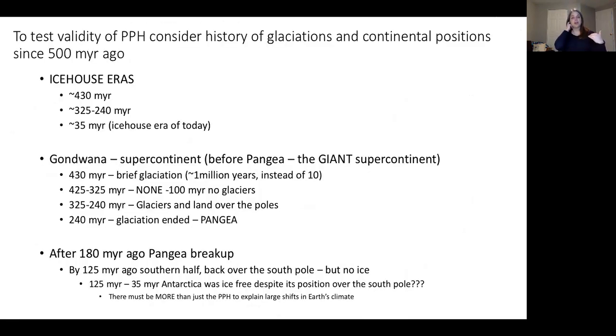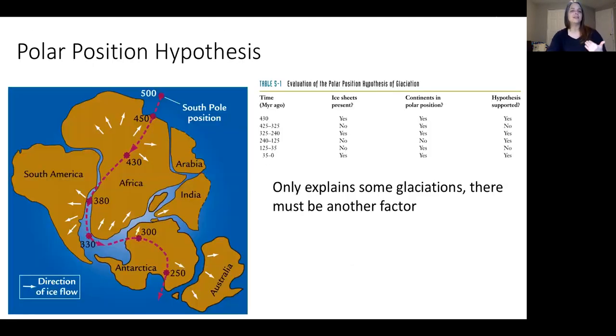So again, coming back to that polar position hypothesis and considering the history of glaciations and continents, since about 540 million years ago, we know what our ice house eras were, and we know what continents looked like in different places. So we can evaluate, through those time frames and our hypothesis, does it match or not match over a given time period? And as it turns out, it doesn't always work. Sometimes it does, and sometimes it doesn't. So only some cold house eras or ice house eras actually line up with that hypothesis.